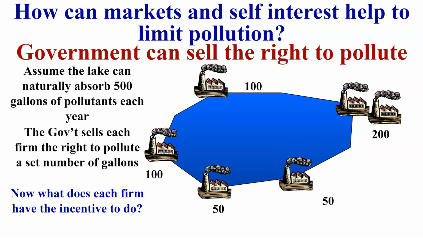Well, they're going to self-police so that they can get a lower emission standard, and they can sell those rights to a firm that actually emits more, and they're going to make money off of that. This was the model of cap and trade, the cap and trade model that Congress talked about a few years ago.